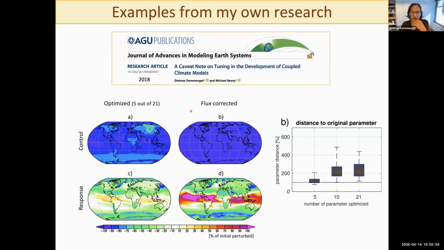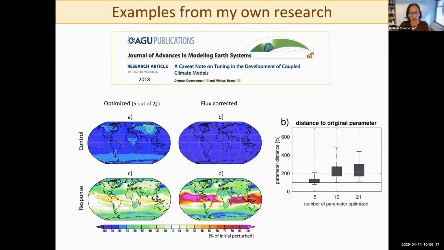Okay, and it takes a little bit to explain this. So in the left column here, I'm tuning. And what I'm doing is a perfect model approach. So I assume I have a model which I consider the real world. And then I create 21 different models. They are basically having different parameters. So they have 21 parameters that I perturb.